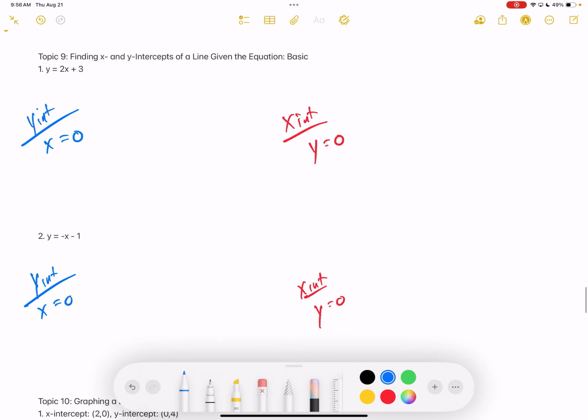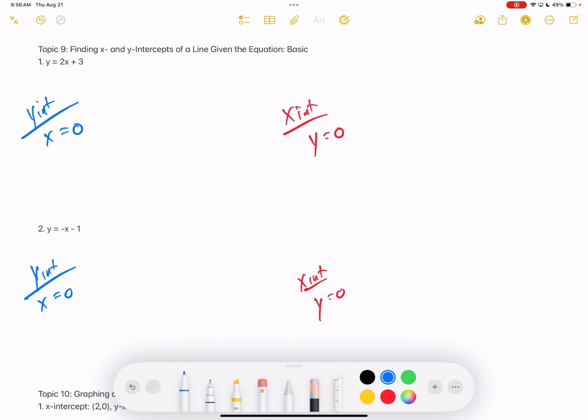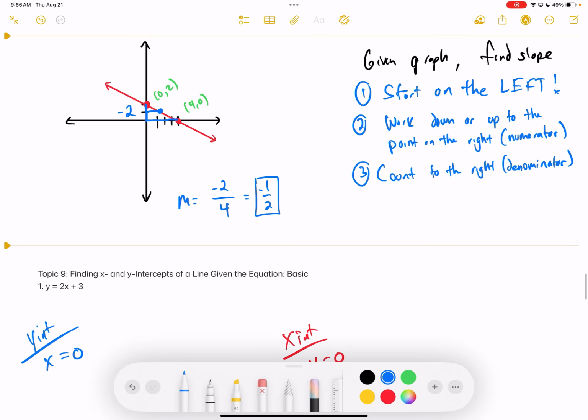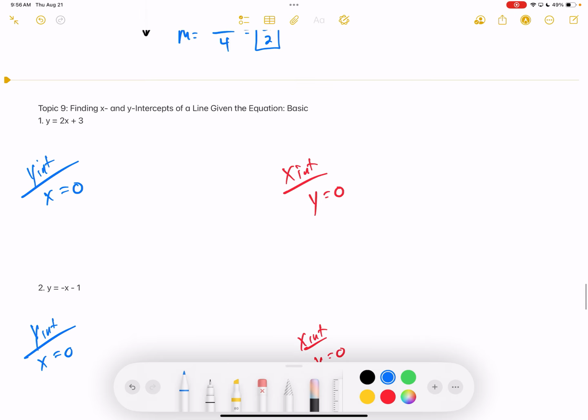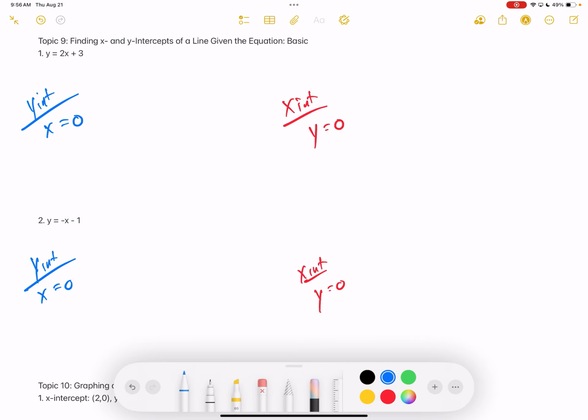All right, the next one is finding the x and y intercepts. Yeah, go back up for a second. Yeah. Oh.